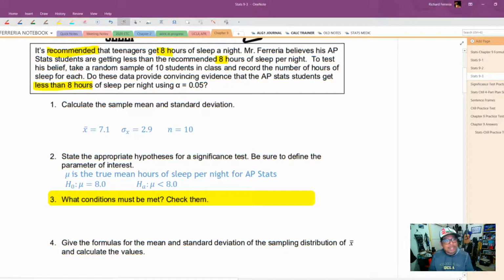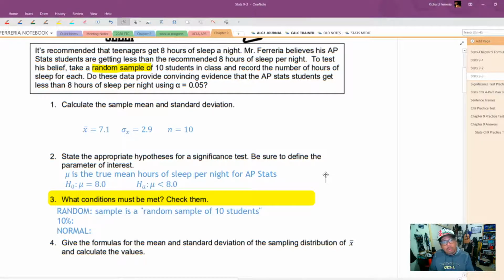Number 3 is the conditions and what conditions need to be met. Same 3 conditions from last time: random, 10%, and normal. Let's go down the list. First with random. And we have a random sample of 10 students.